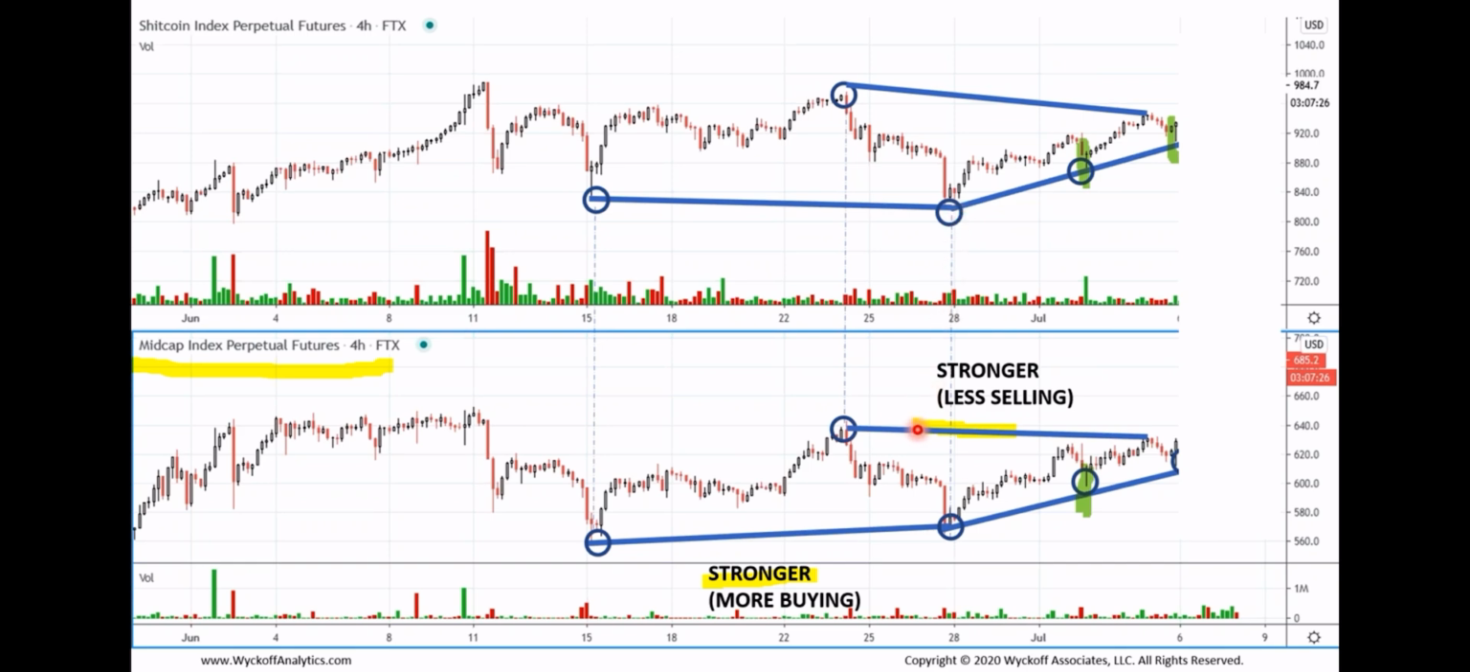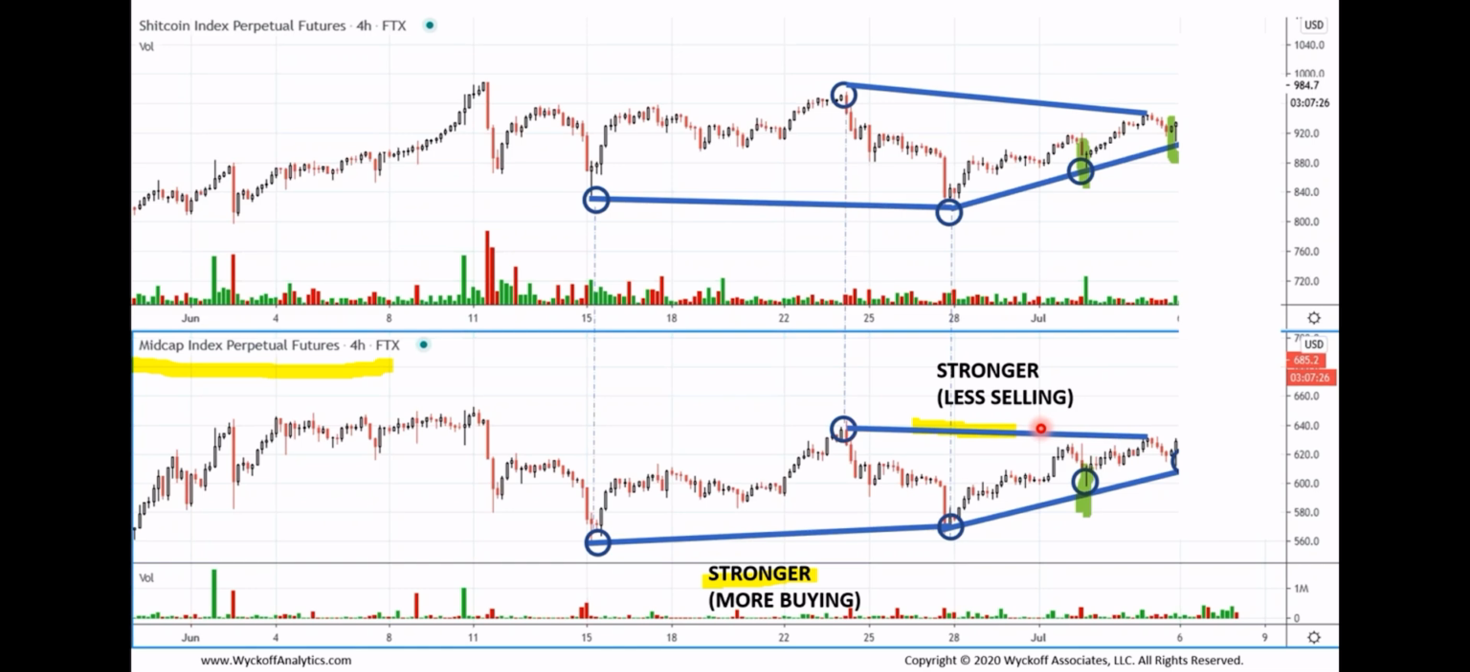The line on the mid cap is almost flat. The line on the shitcoin index is downsloping. There is more selling pressure here. So the second asset has more buyers and less sellers.